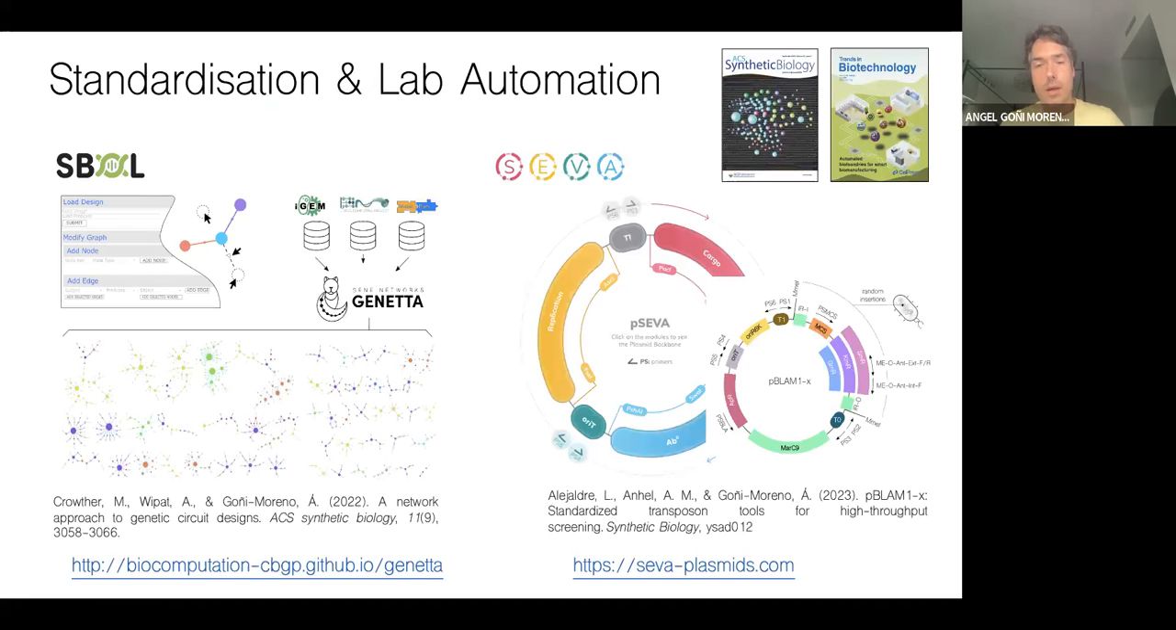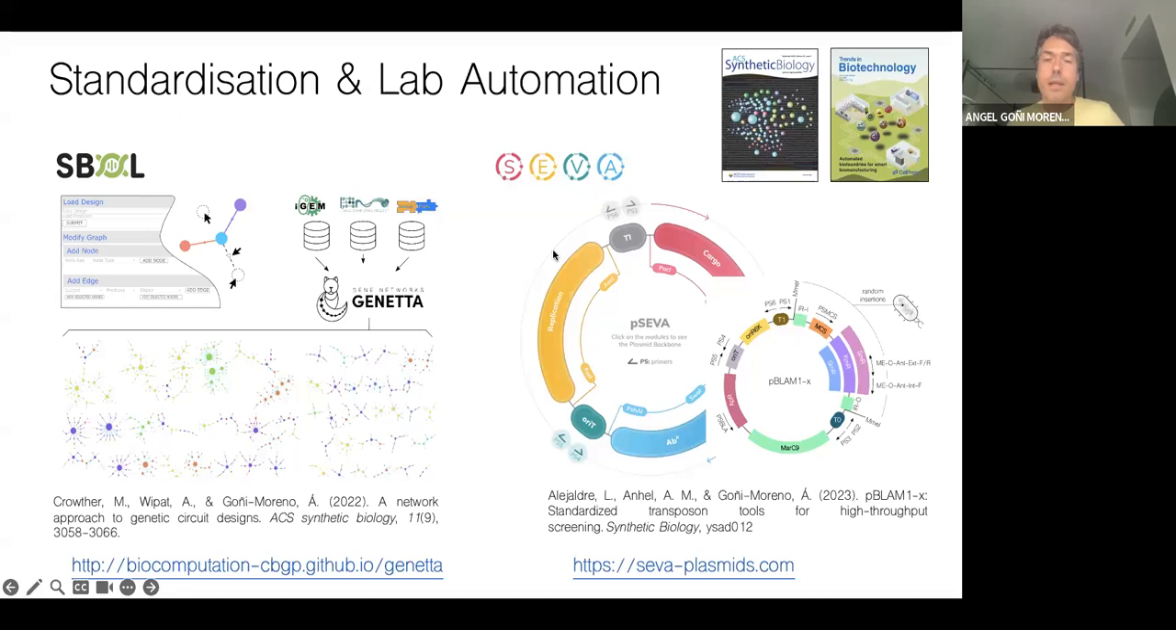So a big part of our activity is involved in dealing with tools. So we develop new tools to work with synthetic biology in a broad sense. Okay, so for instance, we are very involved in the standardization of components, of tools. We work with the synthetic biology language, developing, for instance, this tool here on the left, Geneta, that turns genetic designs into networks. So you can then browse different networks and query designs using graph theory tools and so on.